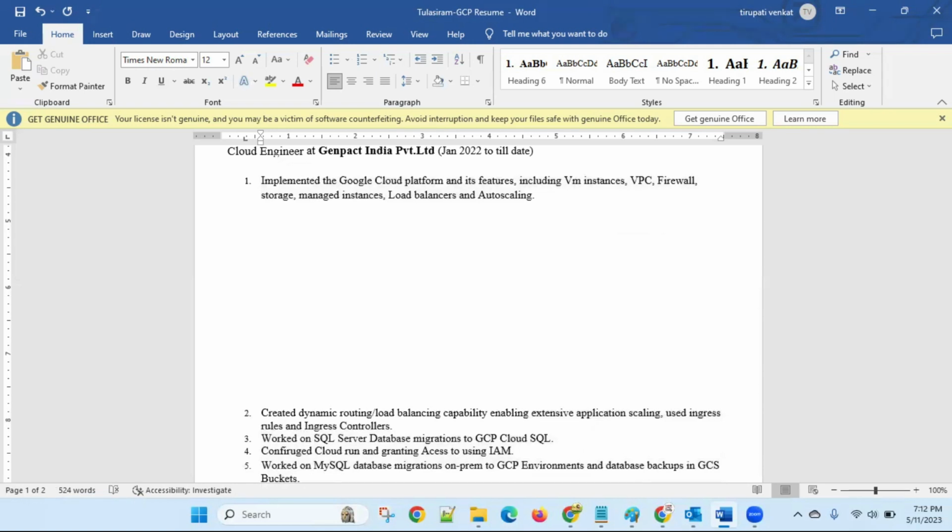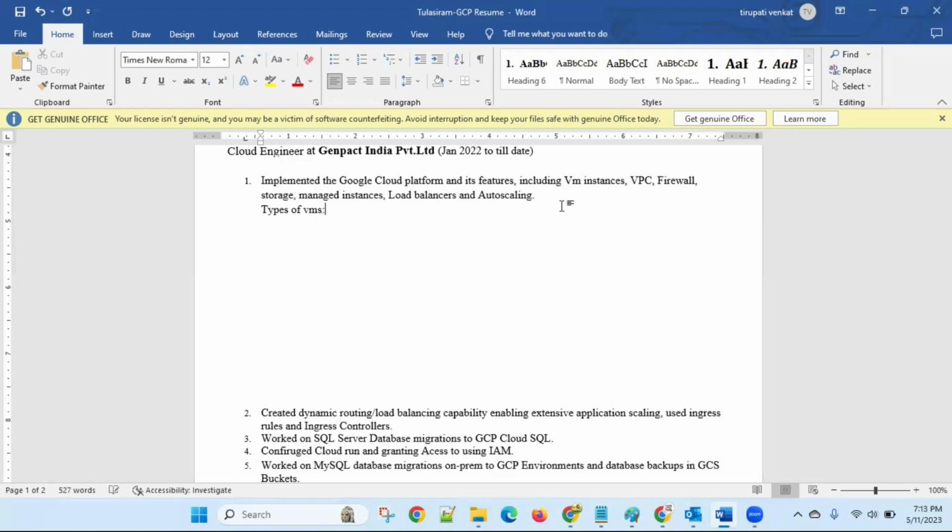Here, what is our intention? Don't worry about the technical things. I'm just saying here, including VM instances, VPC, firewall, storage, managed instances, load balancers, and auto scaling. How many questions can you get here? First thing, what is meant by a VM? This is a small question. Okay, what types of VMs are there? This is one question, right?